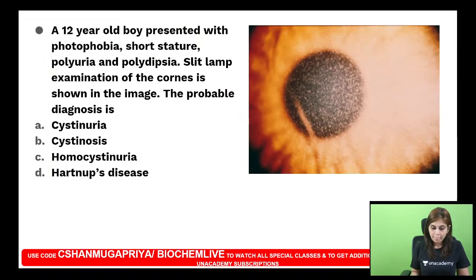Okay. So we have excluded Hartnup's disease. Can it be homocystinuria? No. What did I tell you about homocystinuria in just a few questions back? I said homocystinuria will present as accelerated atherosclerosis. It presents as accelerated thrombosis.